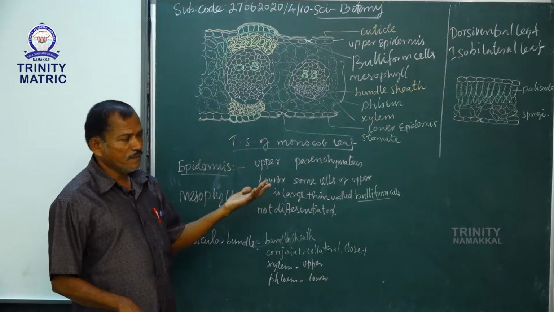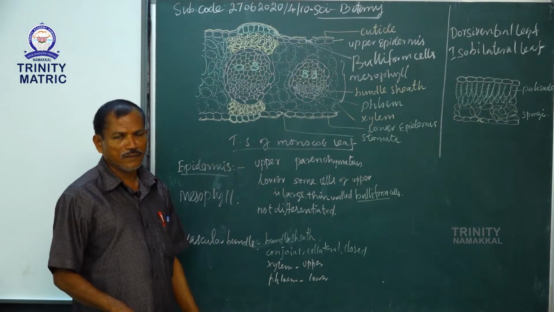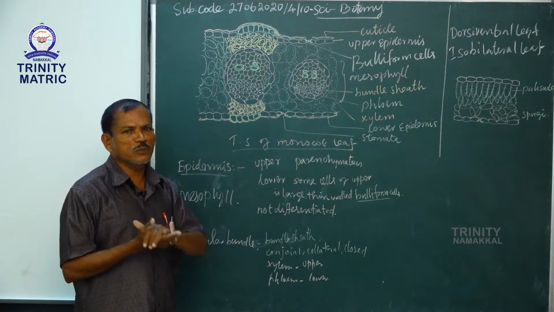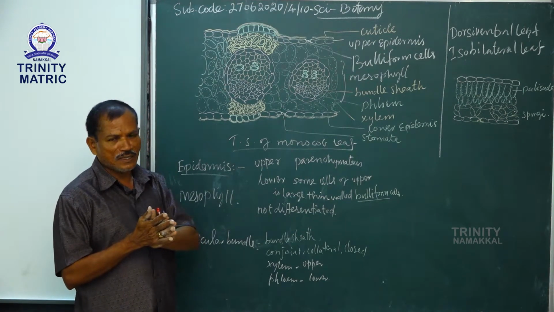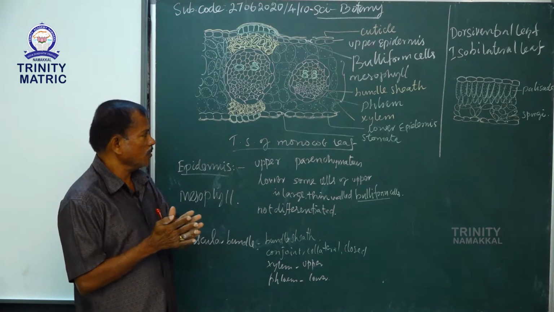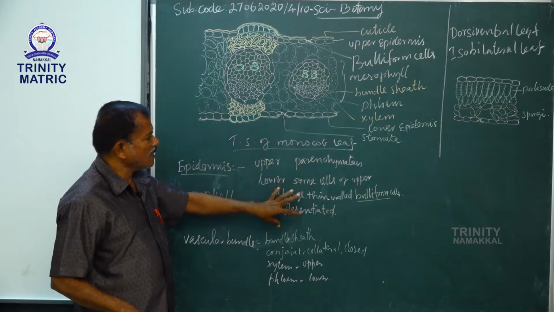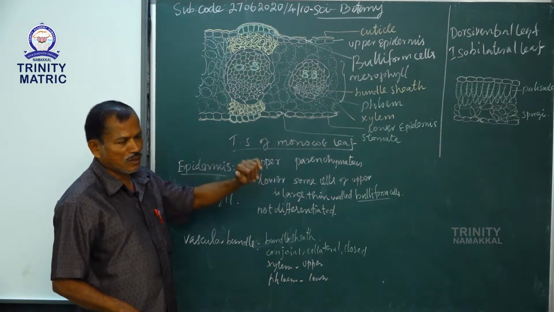Yesterday we saw the TS of a dicot leaf. All of you studied and referred to your books. What are the parts? What are the materials given? Already go through it in your textbook. Today we will see the same thing, but what are the differences between the dicot leaf and the monocot leaf?